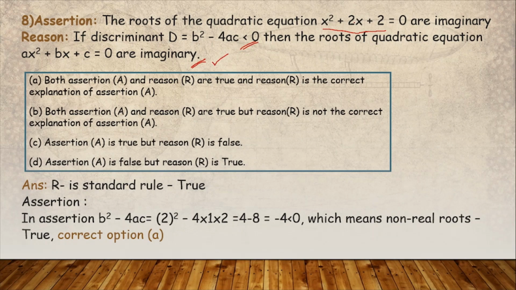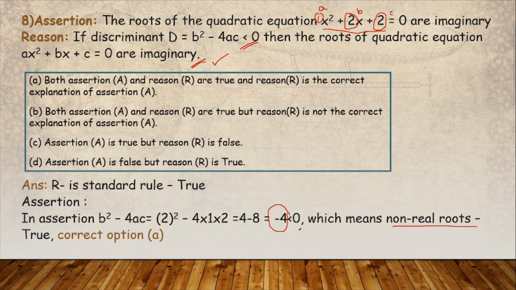So we check it for this assertion. Here a is 1, b is 2, c is also 2. Apply it in b square minus 4ac. I am getting minus 4. Minus 4 is less than 0, which means the roots are non-real. Non-real means imaginary roots. So both are true statements.